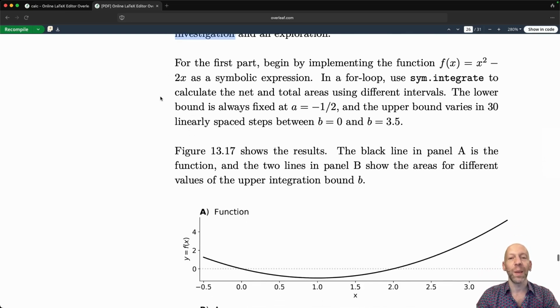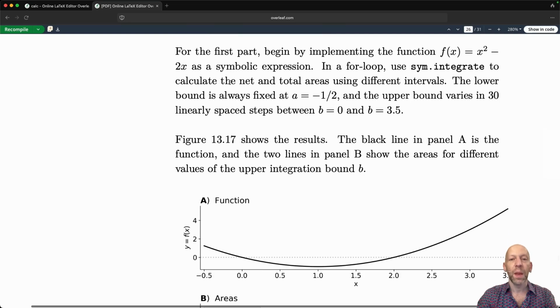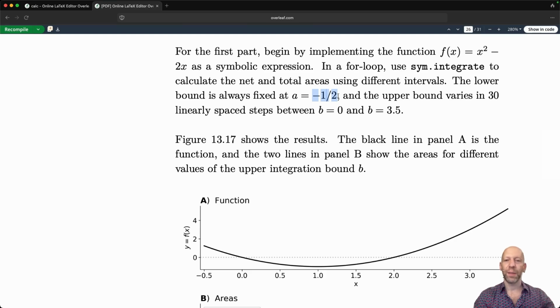What you want to do is implement this function, f of x equals x squared minus 2x, in SymPy, so a symbolic expression. Then you want to calculate the net and total areas of this polynomial using sym.integrate. The idea of this exercise is to systematically vary, in a for loop, the upper bound of integration. So the lower bound is always going to be minus 1/2, and then the upper bound is going to vary at different iterations of the for loop.